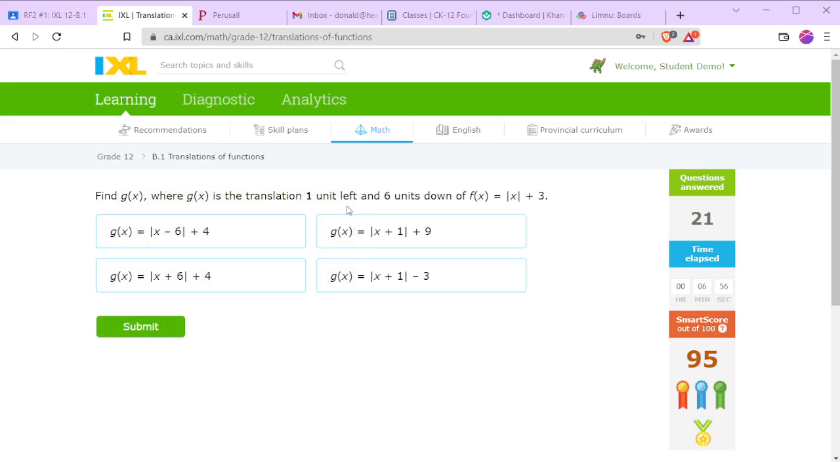Now if we go 1 unit left and 6 units down of this. So 1 unit left replaces x with an x plus 1. So we got one of these right-hand options. 6 units down, we subtract 6 from the entire expression and get minus 3.